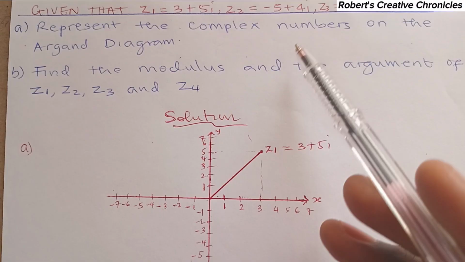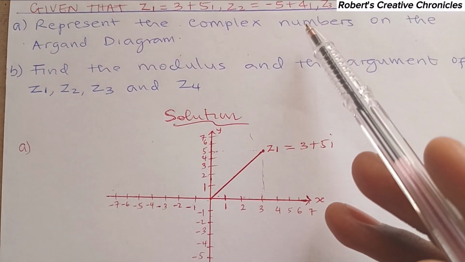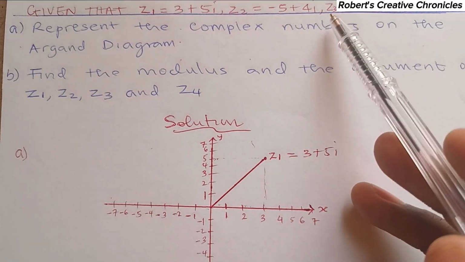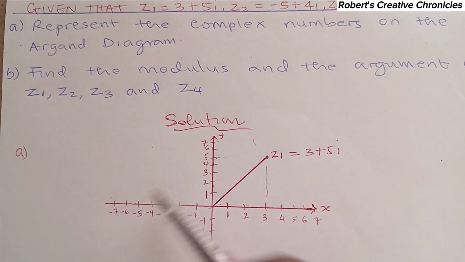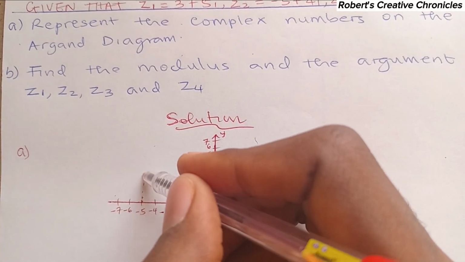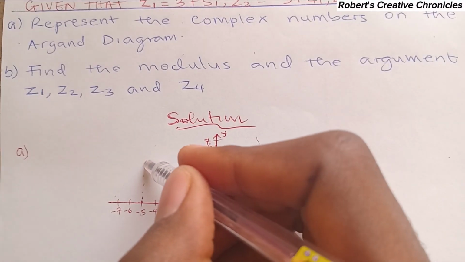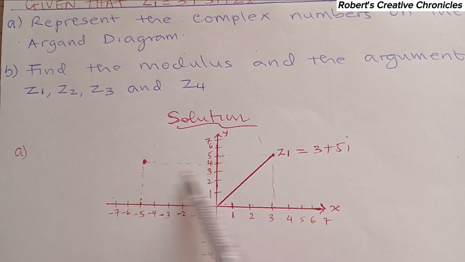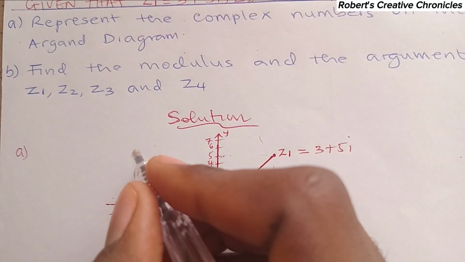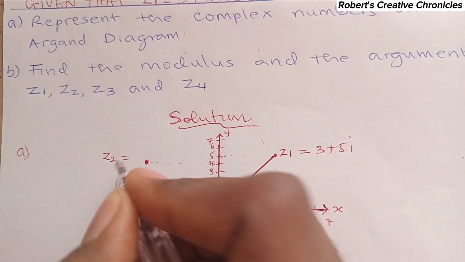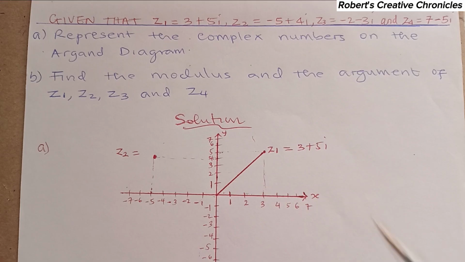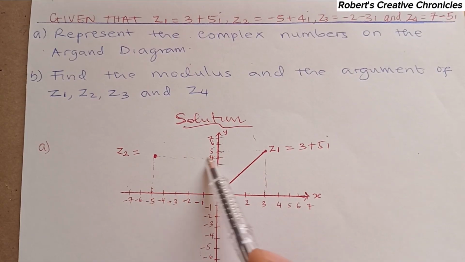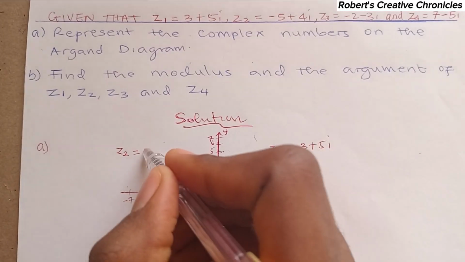So the next one, z2. The x component is negative 5. That is here, negative 5. And the y component is 4. So it will be negative 5 here and 4 here. So it's here at this point, negative 5 and 4. So here will be z2, which is equal to what? z2 is negative 5 plus 4i. The x component is negative 5, the y component is 4.